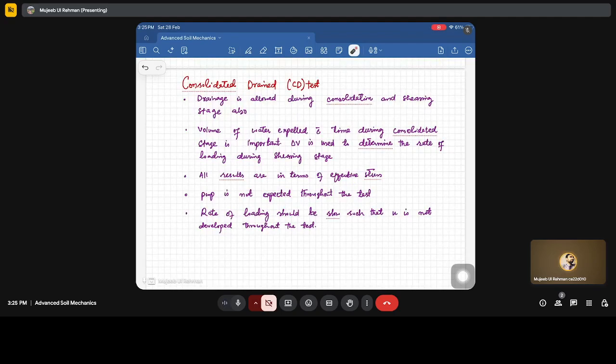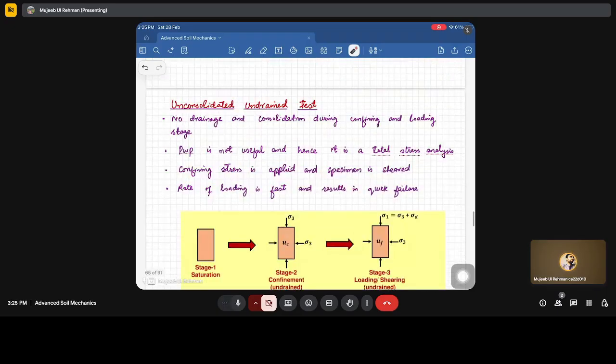Pore water pressure is not expected throughout the test because we are not allowing the pore water pressure to get generated in the sample. So the rate of loading has to be slow so that there is no development of pore water pressure. So this is just a brief overview of the three different tests that we perform in the conventional triaxial.